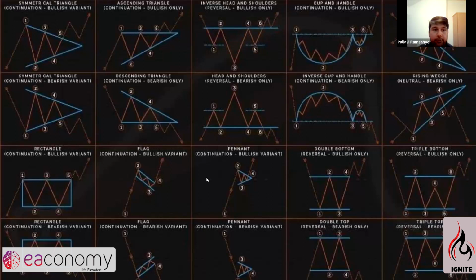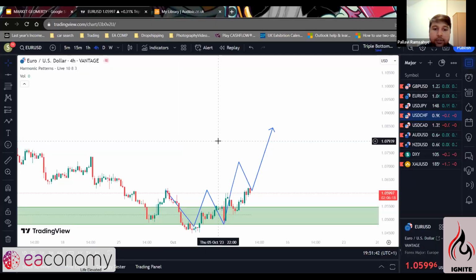The two that we went through, the rectangular pattern was a continuation pattern, okay? So again, you could look for a continuation pattern like the rectangle, the flag, the pennant, descending triangle, ascending triangle. You can look for the continuation patterns, is what I'm trying to say, to sort of aid you in your trading style.